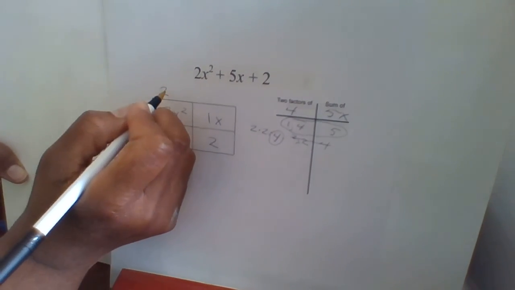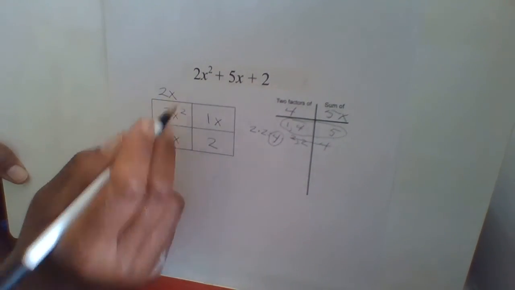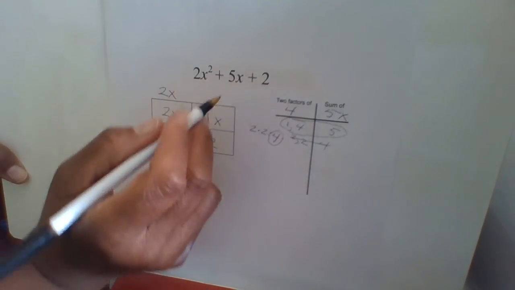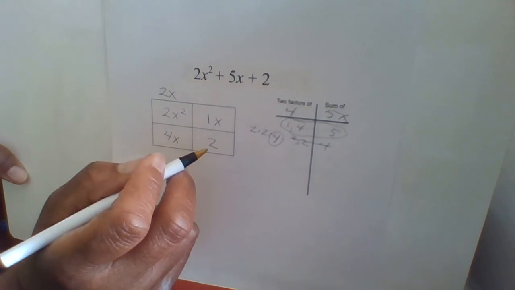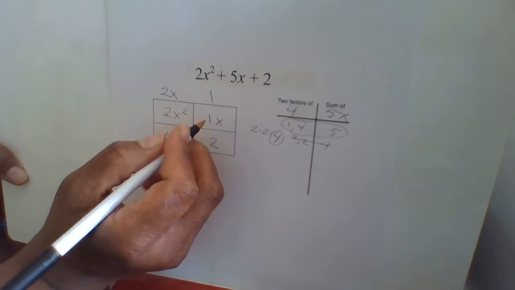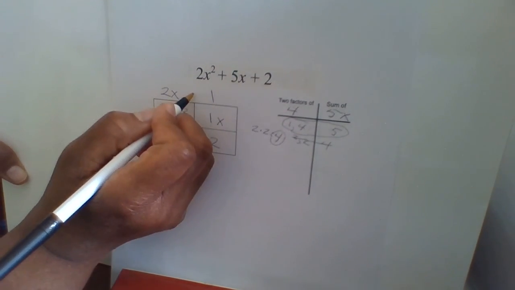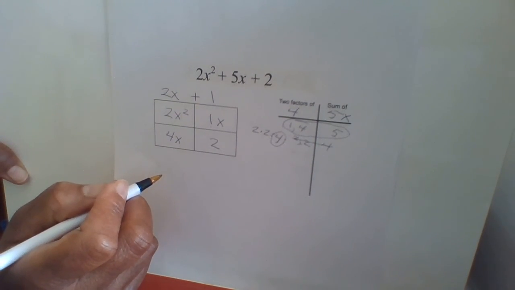And the variables can be divided by x. So my GCF is 2x. What does 1x and 2 have in common? Well, they have nothing in common except for 1. Put it above that column. And since 1x is positive, plus goes between the two terms.